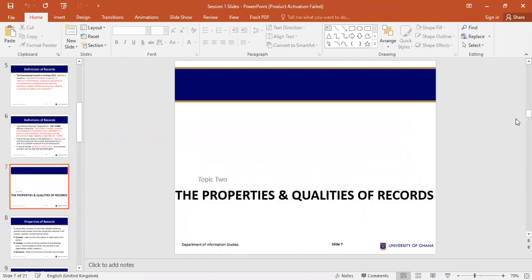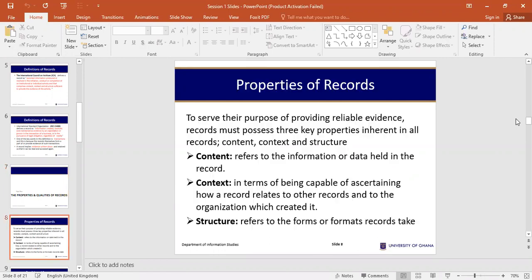Now, let's look at the properties and qualities of records. Properties of records. To serve their purpose of providing reliable evidence, records must possess three key properties, which I've already explained, but are inherent in all records: content, context, and structure. Content refers to the information or data held in the record. Context is being capable of ascertaining how a record relates to other records and to the organization which created it.